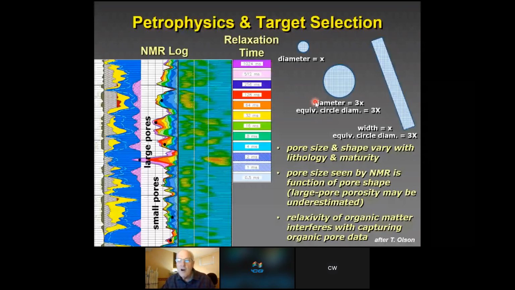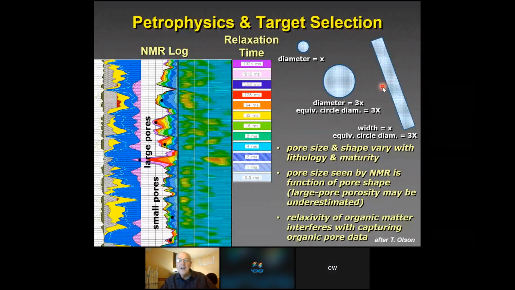What about these elongate pores that you see in the marls? Those elongate pores have a width of X, but if you go all the way around it, the equivalent circular diameter is 3x. So what happens? So we've realized that pores change their size and shape in different lithologies and maturities. But what is the NMR log telling you about these large pores? It's going to say it's a small pore.